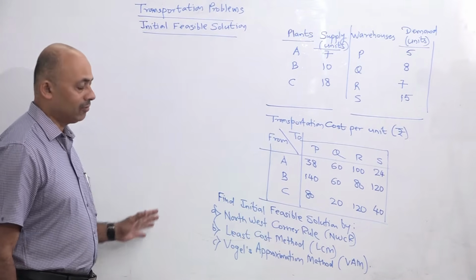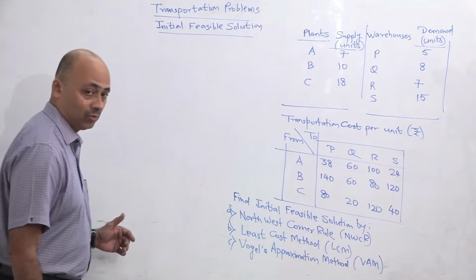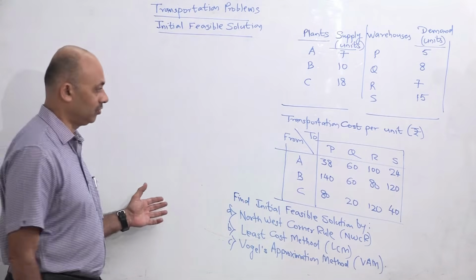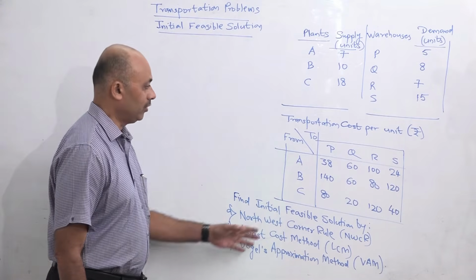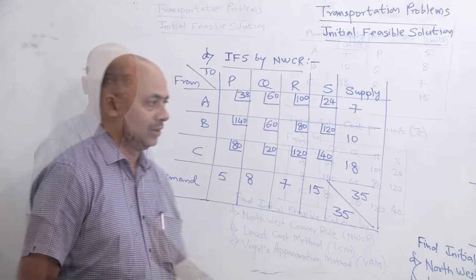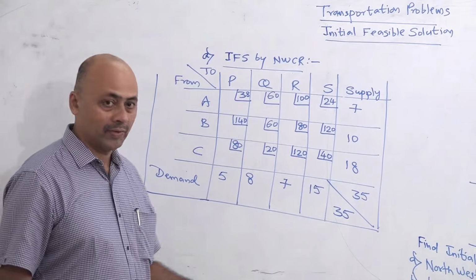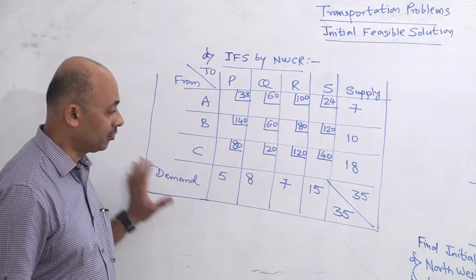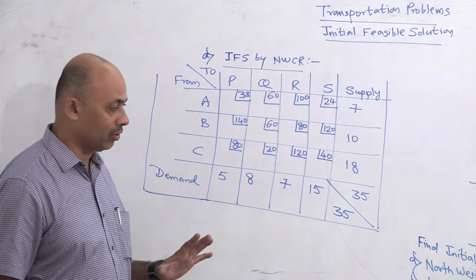Okay, so this is the level 1 solution. Initial feasible solution is the level 1 solution of a transportation problem. So in this video we will see how to find solutions by each of the methods. Okay, so now we are going to find the IFS first by NWCR, that is the northwest corner rule.